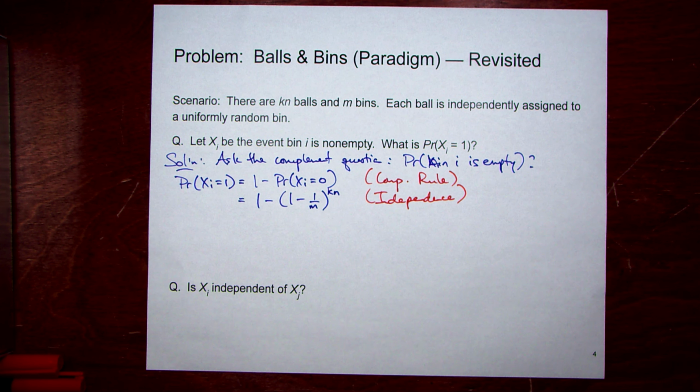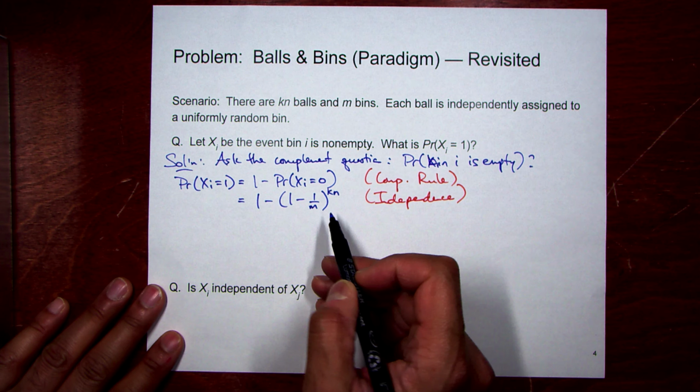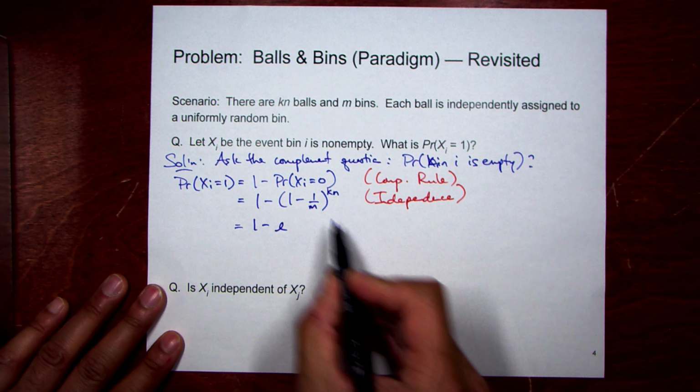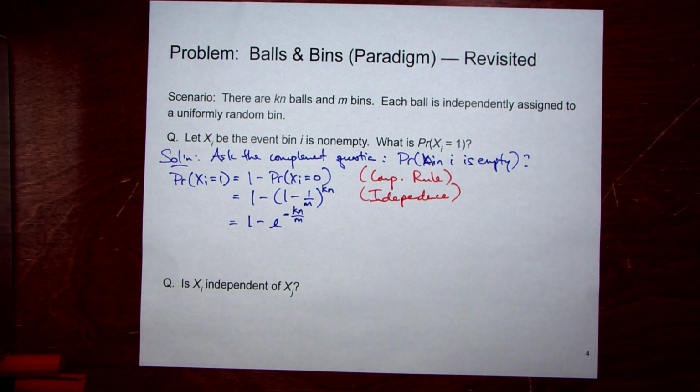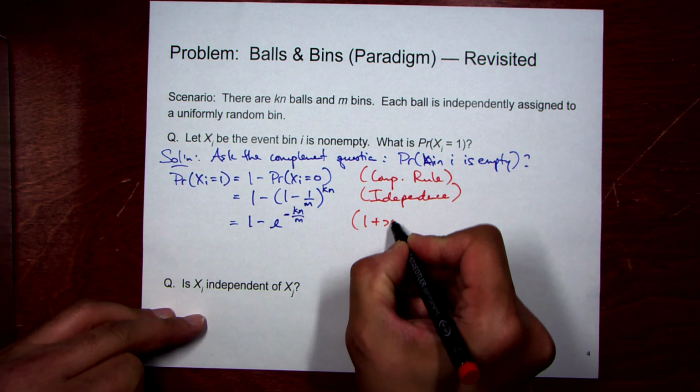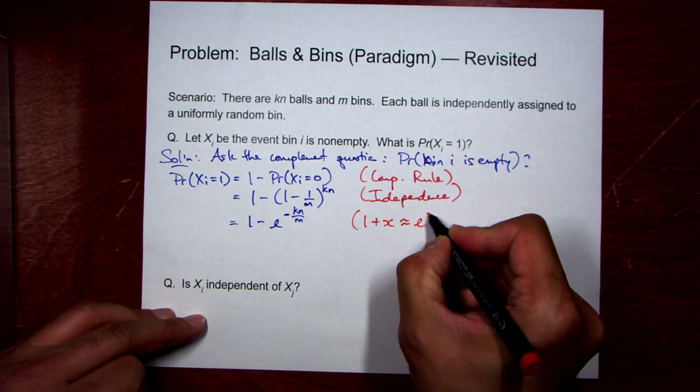And then we use our standard trick, which is that 1 plus x is very close to e to the x. So this minus 1 over m becomes part of an exponent: e to the minus 1 over m, exponentiated to kn. So this is e to the minus kn over m.